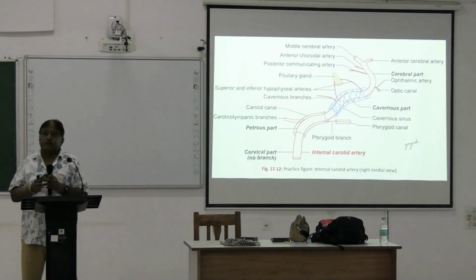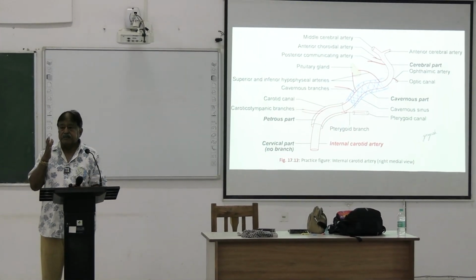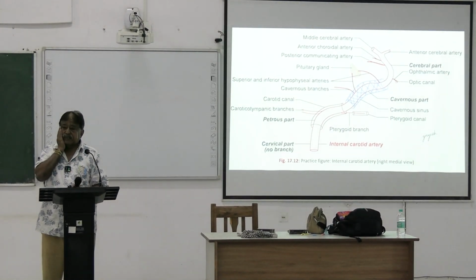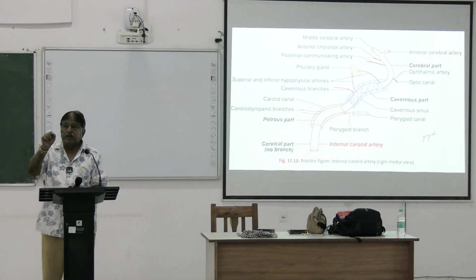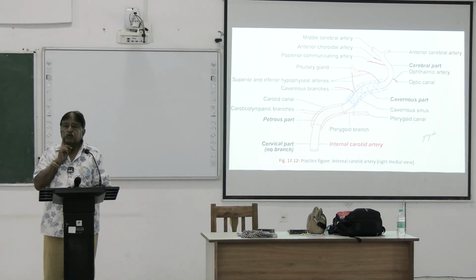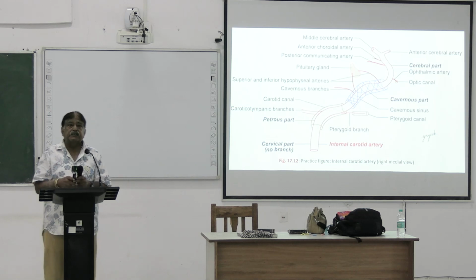So just visualize that the artery going inside, which has to supply the brain, also has to supply the eyes, the ophthalmic branch. It is going over the petrous part of the temporal bone. You just study in this format.